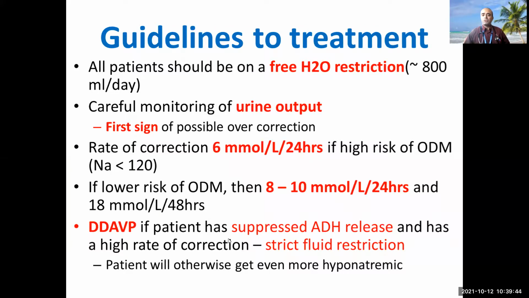Guidelines for treatment: all patients should be on free water restriction, 500 to 800 ml per day. Careful monitoring of urine output. The first sign of overcorrection, as mentioned before, is if urine output increases more than 200 ml per hour for 2 hours. Rate of correction is 6 millimole per liter in 24 hours if high risk of osmotic demyelination syndrome; if low risk, 8 to 10 millimole per liter per 24 hours. DDAVP if your patient already has suppressed ADH and a high rate of correction. Strict fluid restriction, otherwise the patient will get even more hyponatremic.